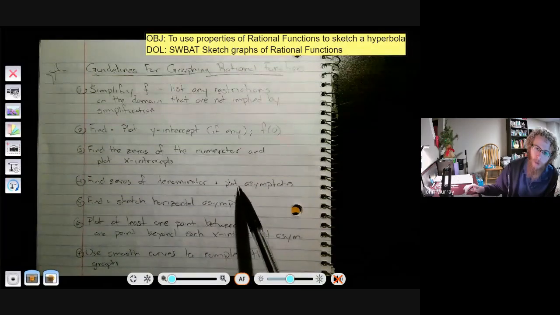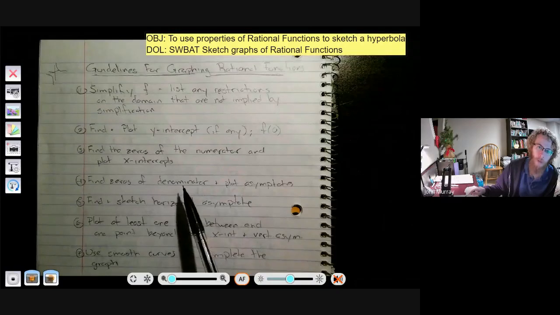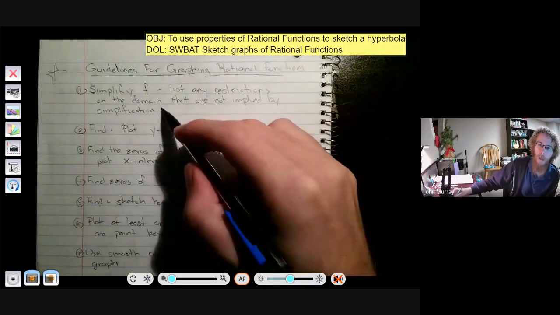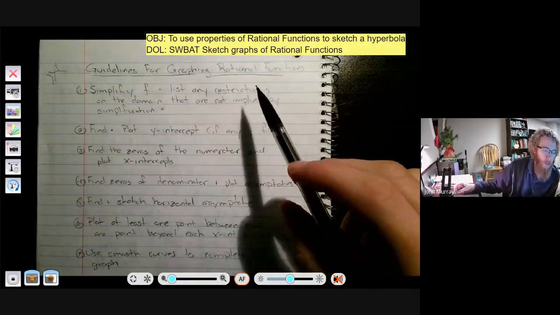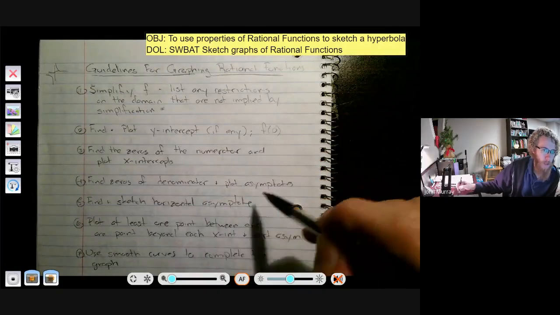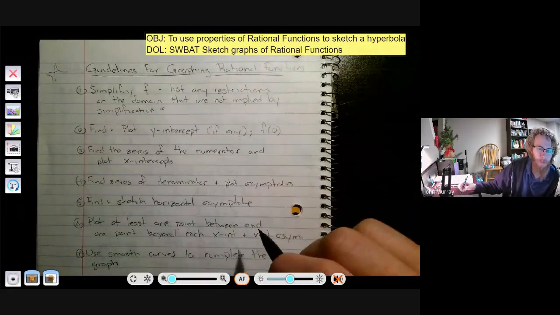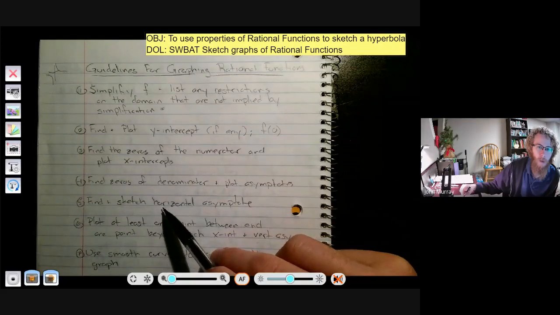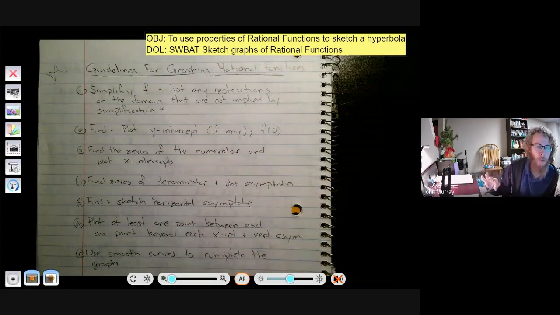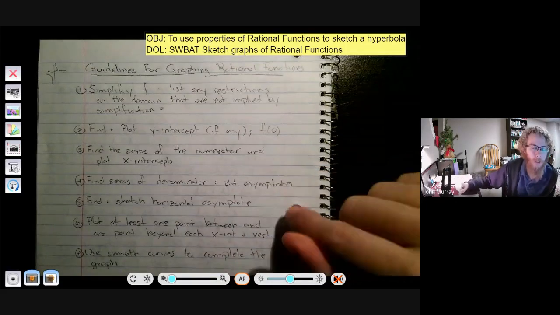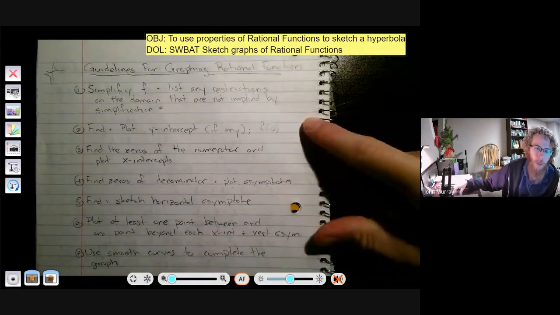Then we employ our rules from last week. We're going to find the zeros of the denominator and plot asymptotes. Also remember, when we simplify, if we get rid of one of those factors, it doesn't become an asymptote, it becomes a hole, a removable discontinuity. Then we go to our rules for horizontal asymptotes. Remember, there were 3 rules, depending on the degree of the numerator and the degree of the denominator. The third rule we'll get to at the end of this whole process when we learn about slant asymptotes.